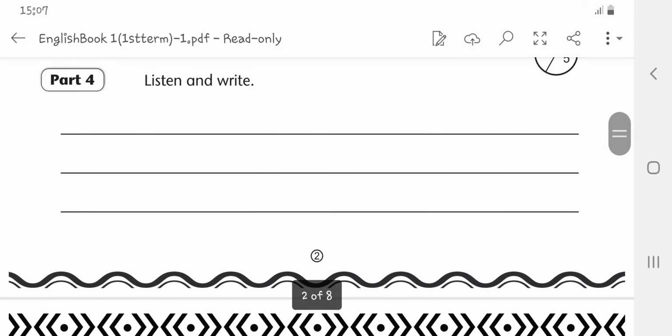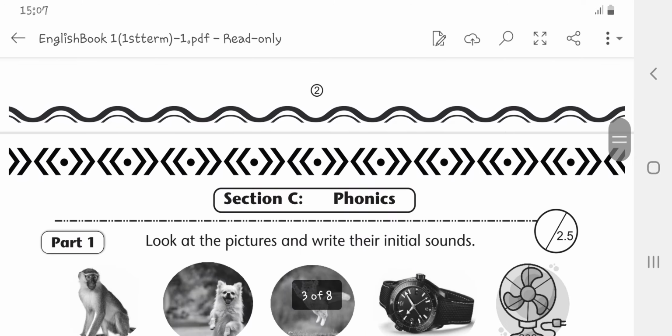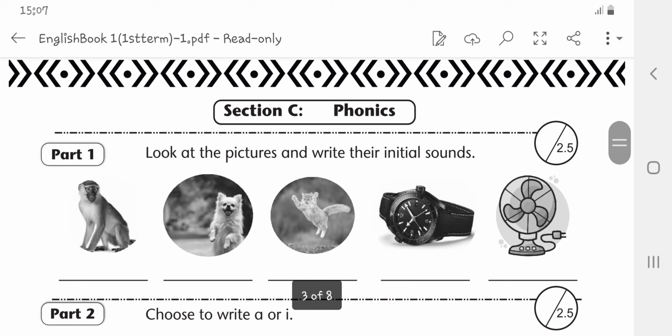There are 3 sentences which we have given to you at the end of this paper, which you will say to the students. This is dictation, they will listen to it and write. So part 1 was reading, part 2 is spellings, which is dictation.